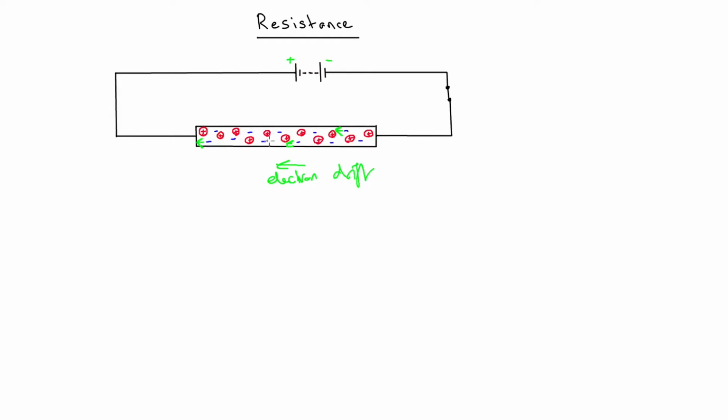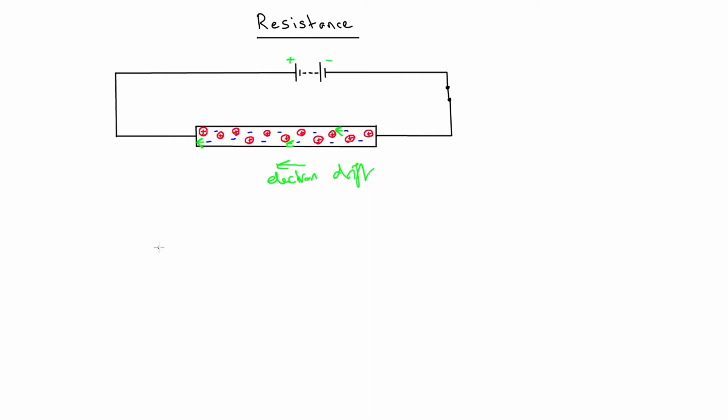But of course, as the electrons move that way, they will be involved in collisions. They will collide with metal ions. They will collide with impurities that may be present within the metal. And that will slow them down. And that's why metals have what we call a resistance.